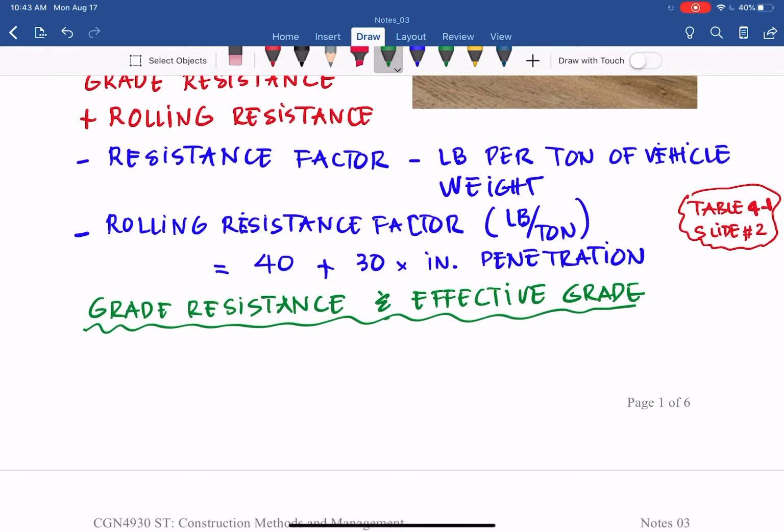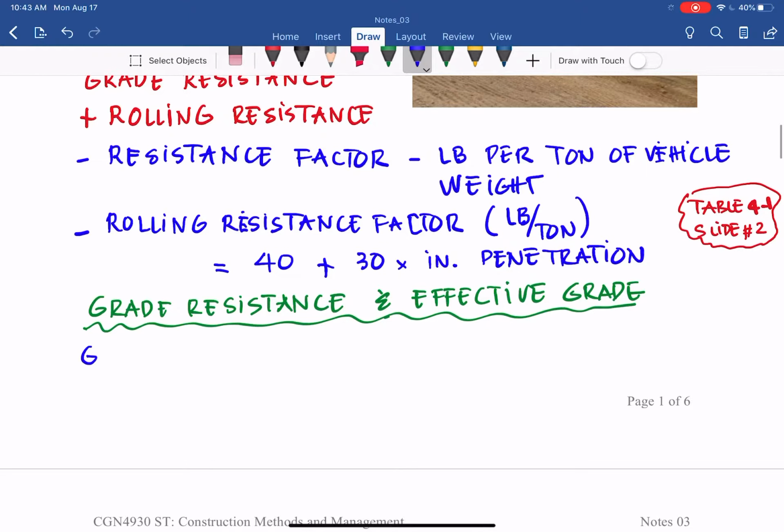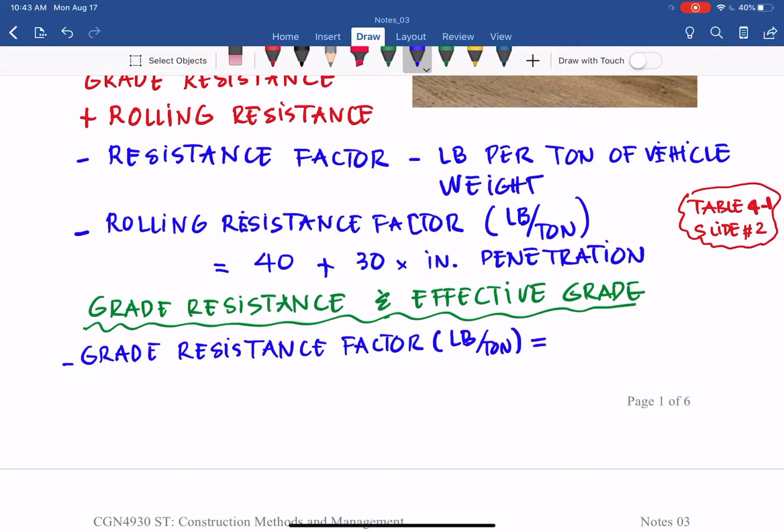For the grade resistance, we also measure it like the rolling resistance factor. We also say grade resistance factor. It also measures pound per ton of the equipment weight. And for that, it is equal to 20 times grade in percent.